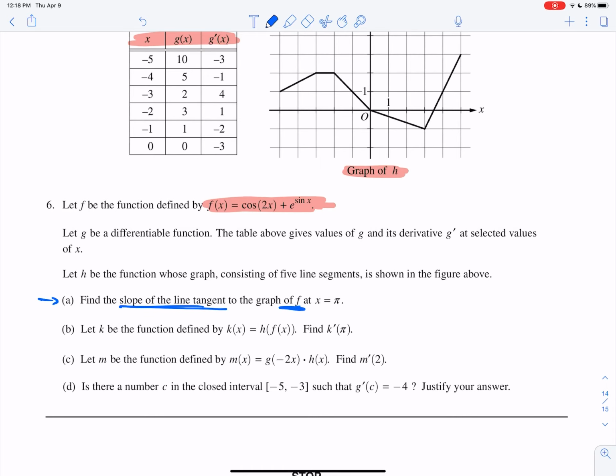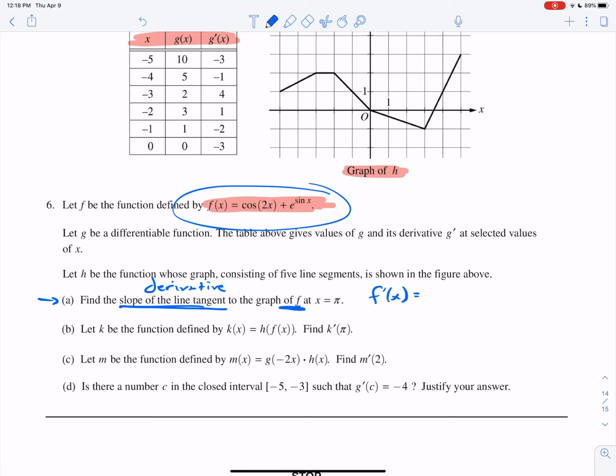Okay, slope of the line tangent means derivative. Notice how they don't ask for the equation of a tangent line, okay? So what is the slope of the line tangent to the graph of f at x equals pi? Okay, so we're given f here. So what's f prime of x, okay?